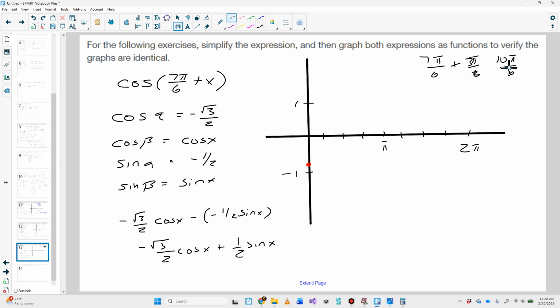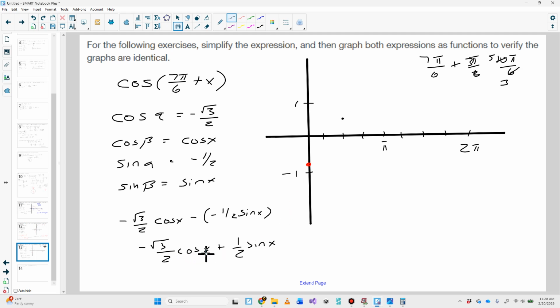But what if I divided by 2? That's going to be 5 pi over 3. Is there a 5 pi over 3? There is. So I can look things up here: the cosine of 5 pi over 3 is 1/2. So I should be right here. I can do the same thing down here.